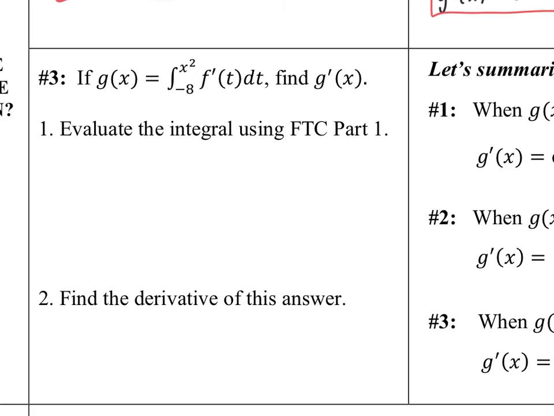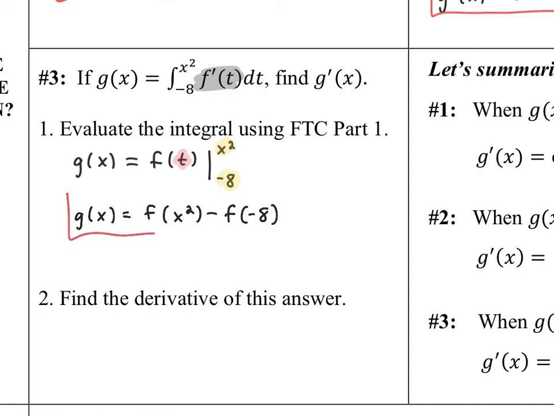In this one, my integrand is actually a little bit more abstract. I don't have an actual expression right here. I'm just calling it f prime of t dt. But the question is still the same. F prime of t is the derivative of what? And the answer to that is simply f of t. The limits shift to the end. My next move is to take each one of these and substitute them in for the t. That gives me a g of x of f of x squared minus f of negative 8.